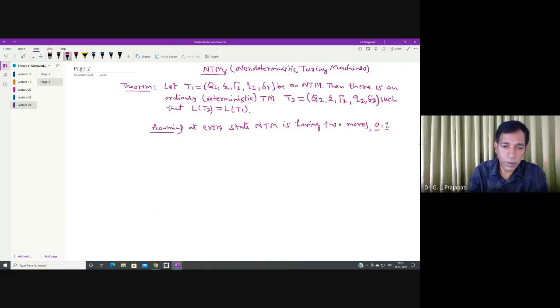Then your Turing machine is going to start from a configuration. Say your Turing machine may start from the initial configuration.